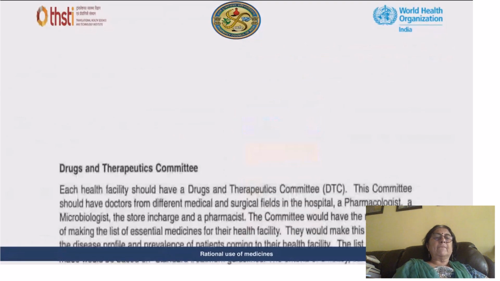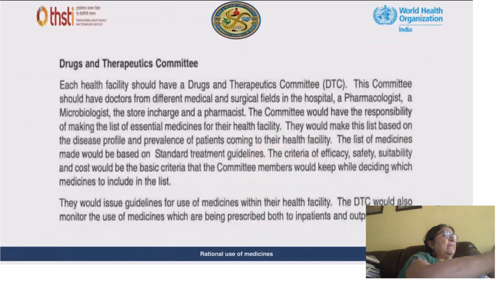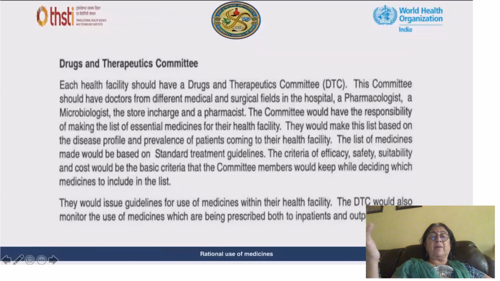Now, it is also recommended that each health facility should have a drugs and therapeutics committee with doctors from multiple surgical fields in the hospital, a pharmacologist or a clinical pharmacist, a microbiologist, and a store in charge and a pharmacist. The committee would have the responsibility to make the essential list of medicines for their health facility.